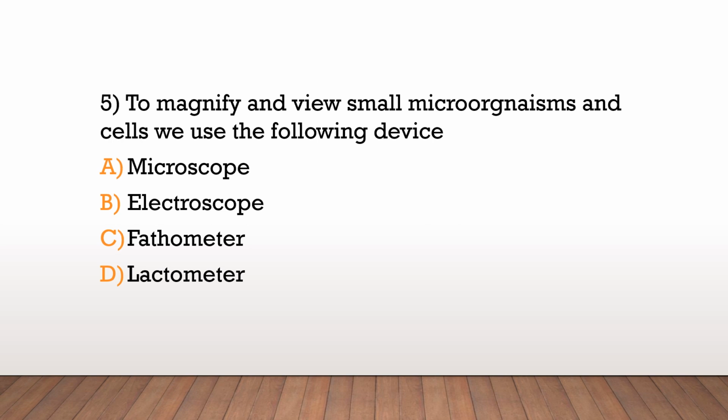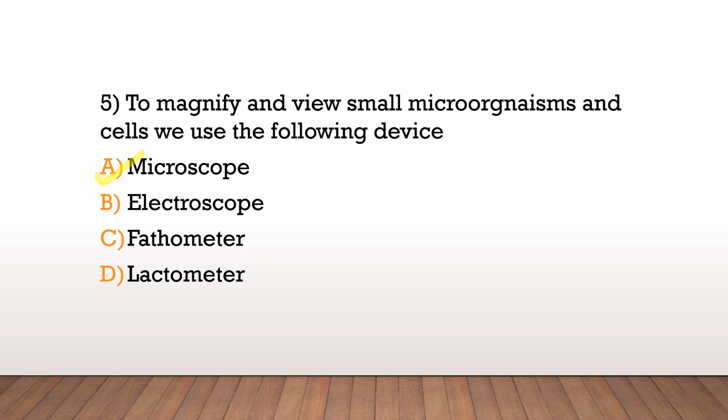The fifth question is, to magnify and view very small microorganisms and cells, we use the following device. Option A, microscope. Option B, electroscope. Option C, fathometer. Or option D, lactometer. The correct option is option A, microscope.